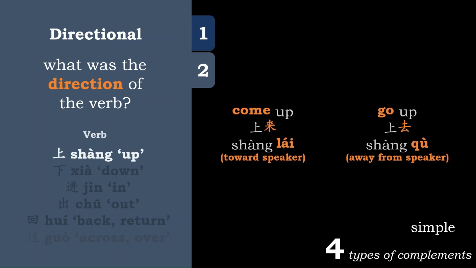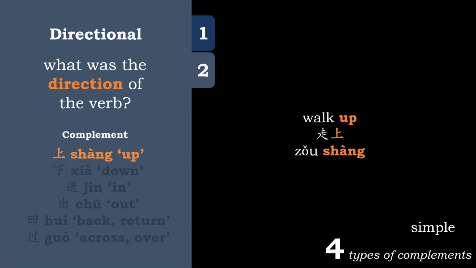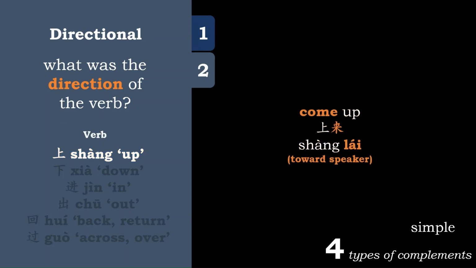Now let's take it back to the beginning, to 走上. So what is happening here? Well, 走 is the motion verb and 上 is the simple directional complement that gives us more information about the motion verb. But what about here? Well, now 上 is functioning as the motion verb and 来 functions as the simple directional complement. And the same is true of 上去. 上 again is functioning as the motion verb and 去 is the simple directional complement.